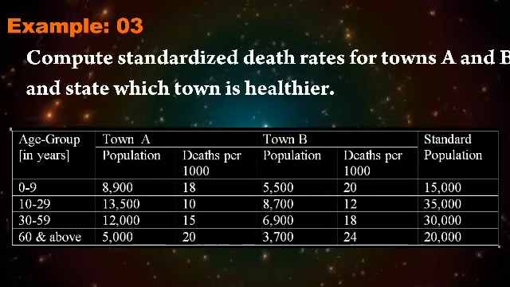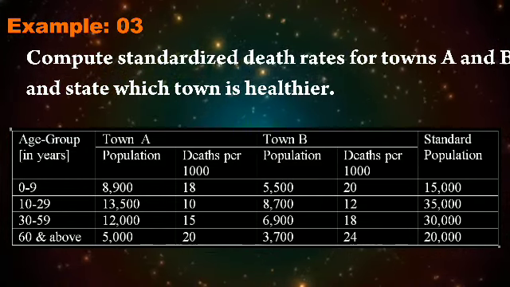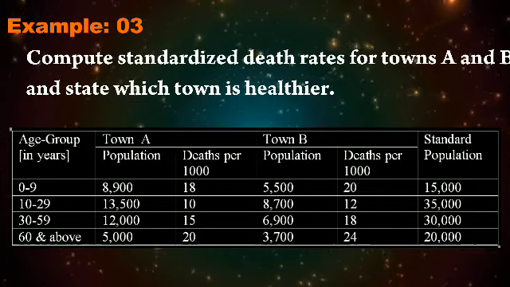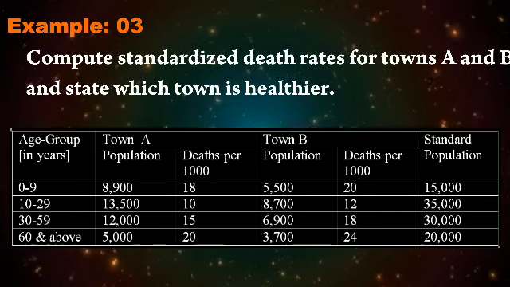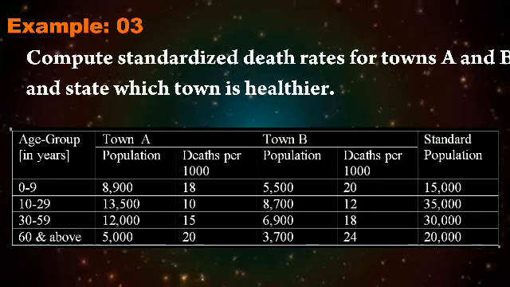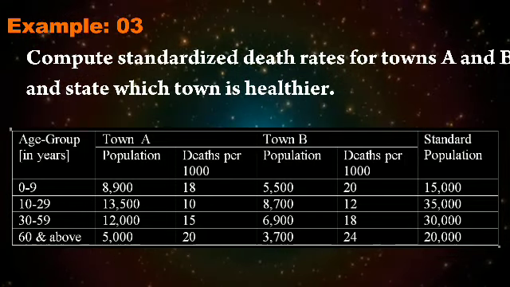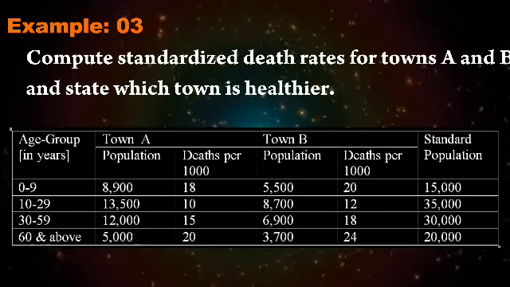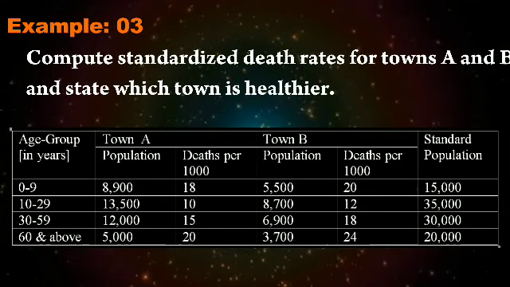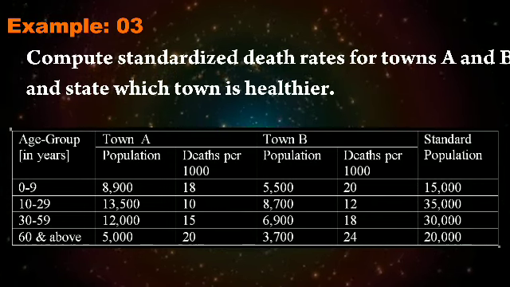Again, ASDR means you are finding the death rate for the respective age group, as a ratio per 1000 individuals. Here the death rate is given for 1000 individuals, which means direct ASDR values are given for the respective age groups. Deaths per 1000 is your ASDR value, because ASDR means you are finding the death ratio for 1000 individuals in the respective age group. Here you got the direct values.